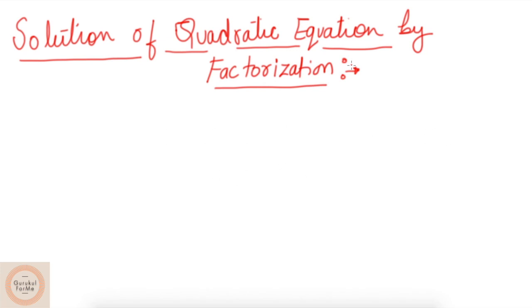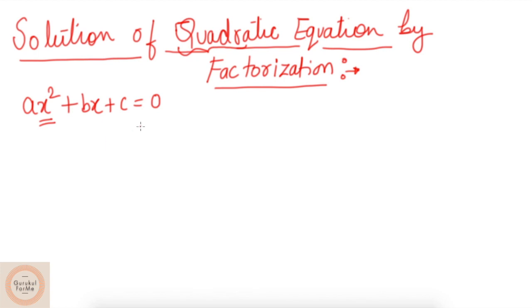Finding the solution of a quadratic equation by factorization. We saw in an earlier video that the standard form of a quadratic equation looks like ax square plus bx plus c is equal to 0. We say it's a quadratic because the word quadra means that the highest power of x in this equation should be not less than 2, not more than 2. It should be 2.